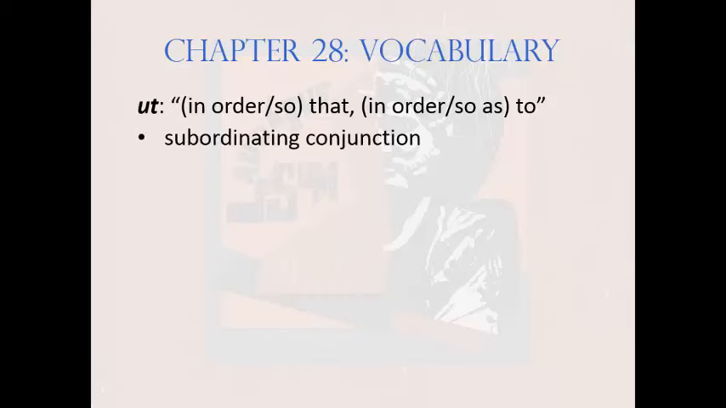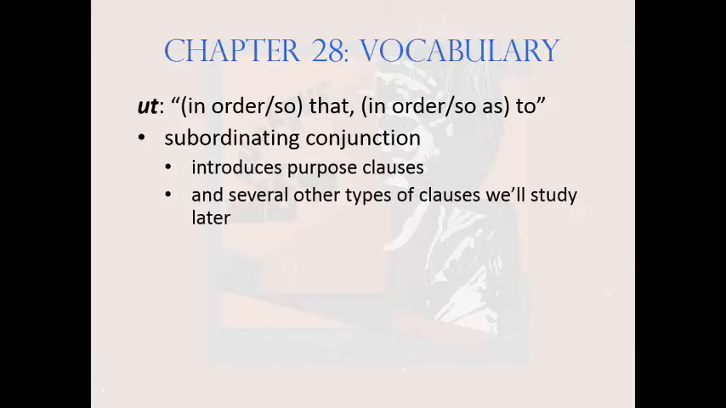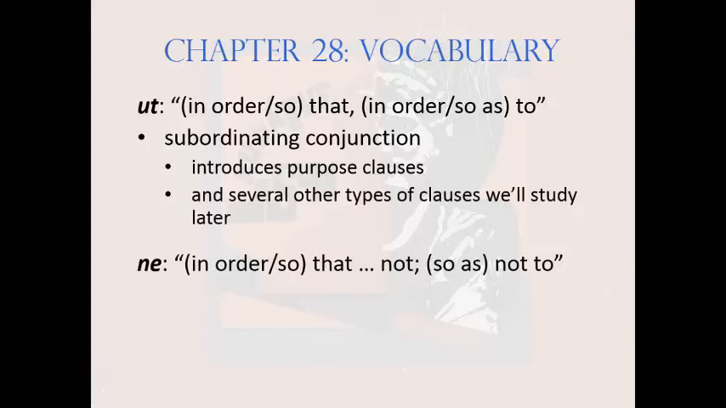It's a subordinating conjunction used widely in Latin to introduce all sorts of clauses, like purpose, and quite a few others we'll study later on. The next word, ne, is ut's negative, meaning that, not, as in so that, not, in order that, not, or not to, as in order not to, so as not to.